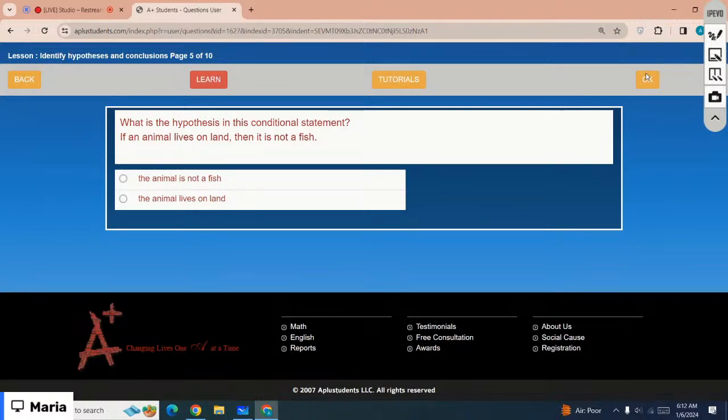Yes, the animal lives on land is the hypothesis. Option number two is the correct option, right? That is the hypothesis.